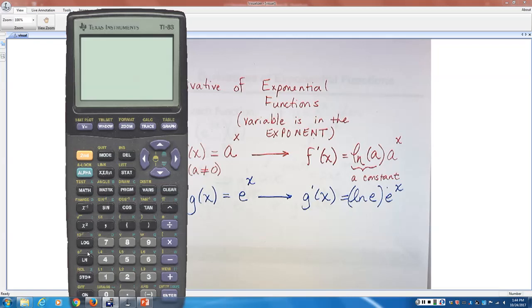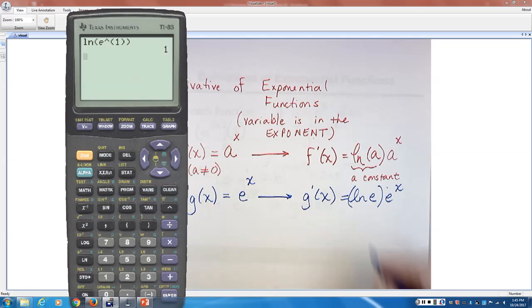your e to the x is right here above your ln key next to the 4. So if you press second and the ln key, you get e raised to the power. So if you take e to the first power, that's just going to be e. But if you take the natural log of e, then that would be e to the first power.